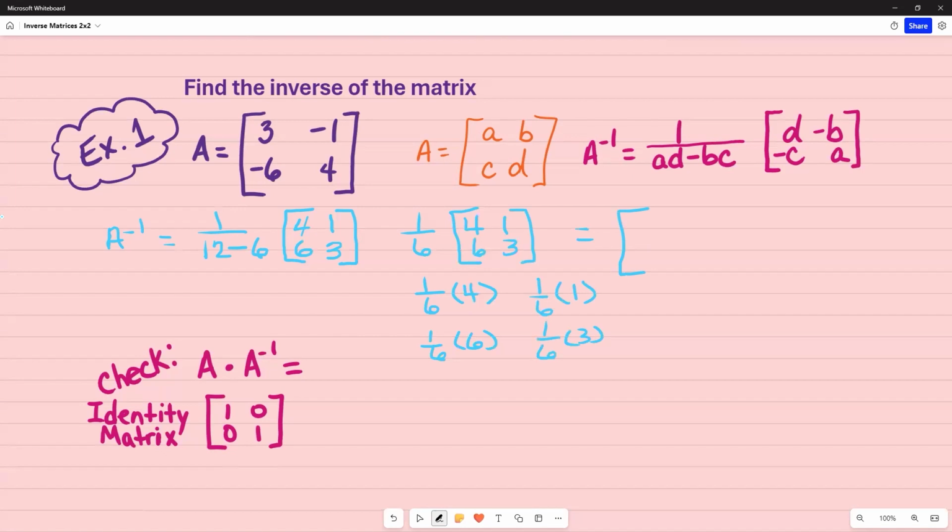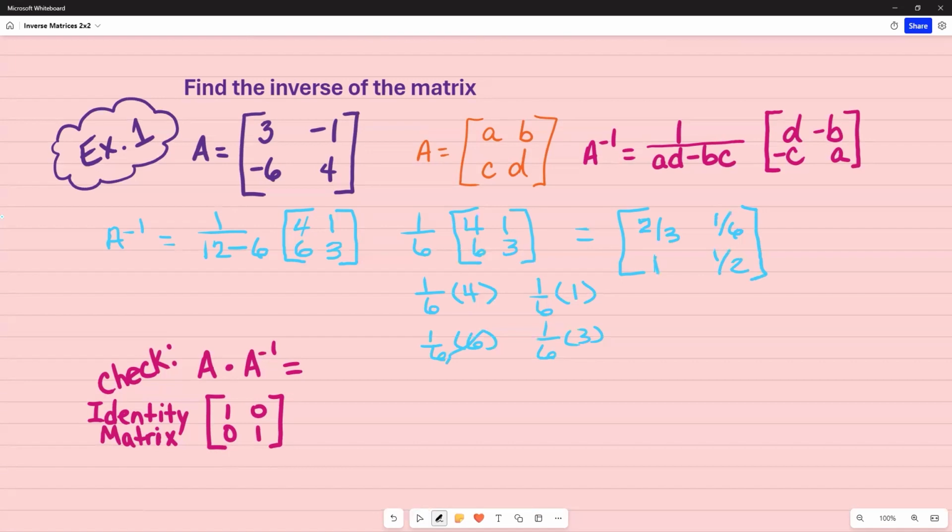So 1 times 4 is 4, and then 4 over 6 is simplified as 2/3. 6 over 6 is actually 1. 1/6 times 1 is still 1/6. 1/6 times 3 is 3/6, but 3/6 simplified is 1/2. So this is what I feel the inverse is, but let's check it to make sure.